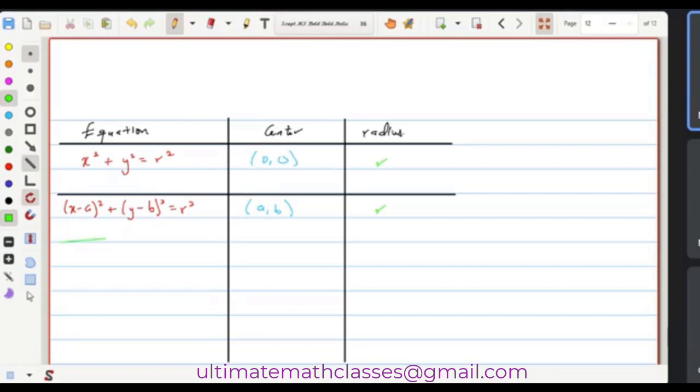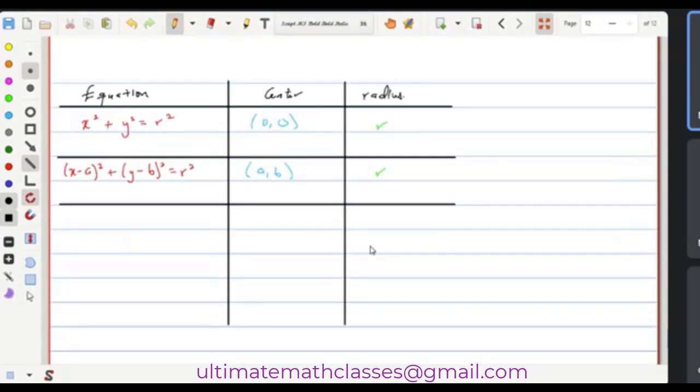Now, we have just one more to do. That is the general equation of a circle. So, I'll come back to this table again. Yes, sir. So, the general equation of the circle is basically derived from the equation of a circle centered at any other point that is not the origin. Basically, you can also use this one for the origin, where a and b will be 0, 0.